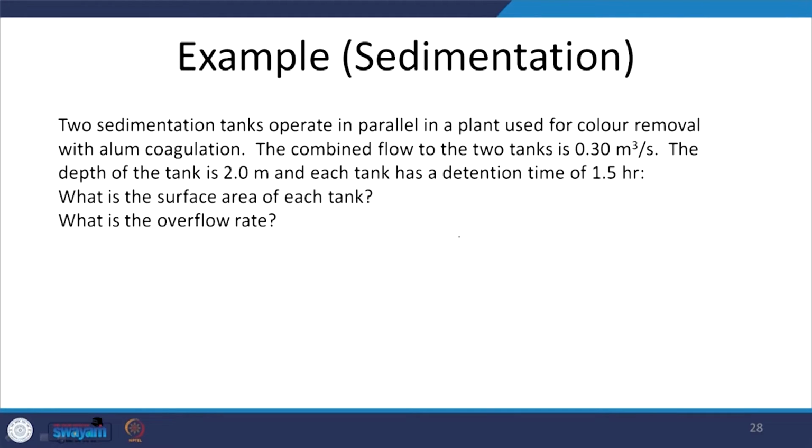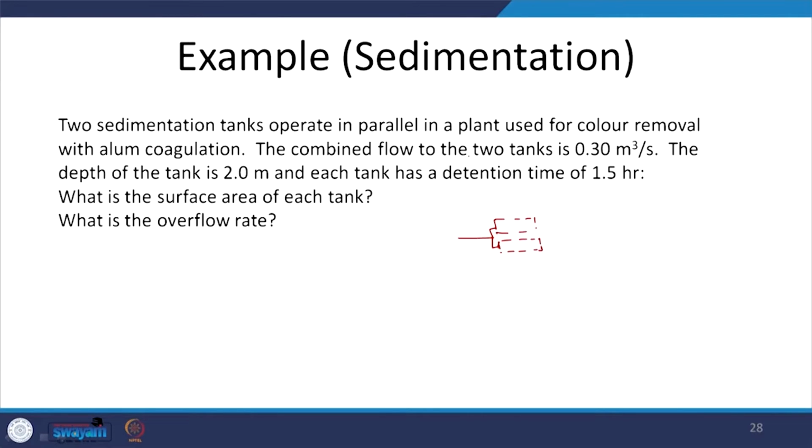So, two tanks in parallel, flow is coming in and we have two tanks in parallel. They are used for color removal, with alum coagulation, but we are not concerned with the coagulation flocculation part out here. We are only concerned with the sedimentation. I guess this example I should have used after type 2, but never mind, it is a general example.